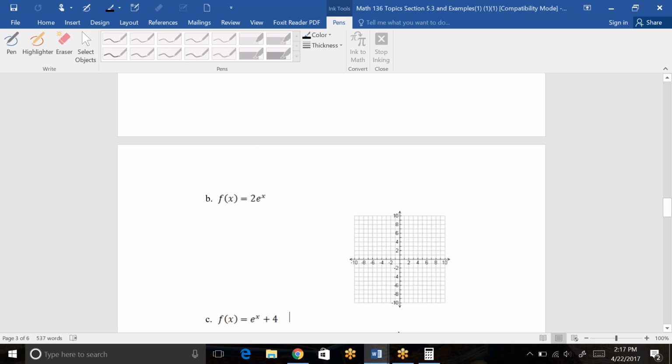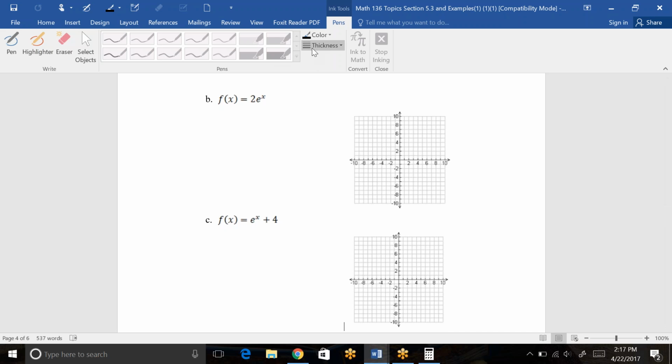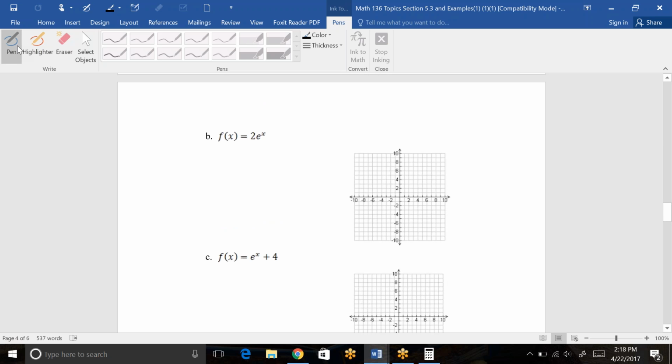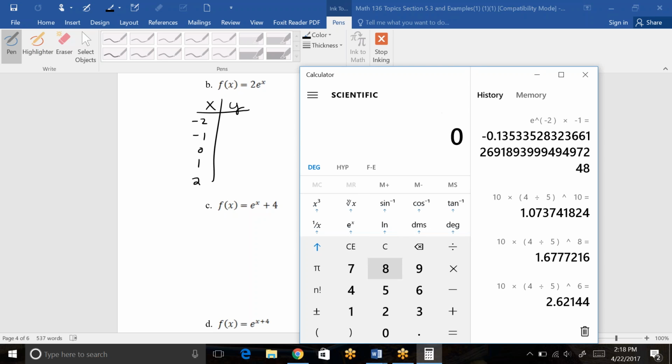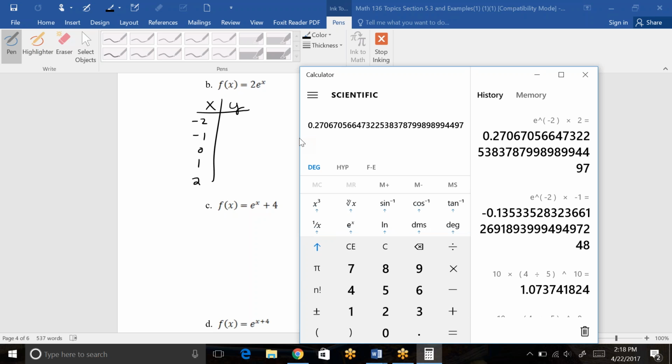2e to the x should be a stretch, because we learned in section 3.5 that if you put a number in front that's bigger than 1, you're actually stretching your function. So let's look at what this would look like. Okay, so we're going to do a table. So this would still be -2, -1, 0, 1, 2. And we plug it in, so e to the -2. And then we're going to double that since there's a 2 out front. So that would be 0.27.